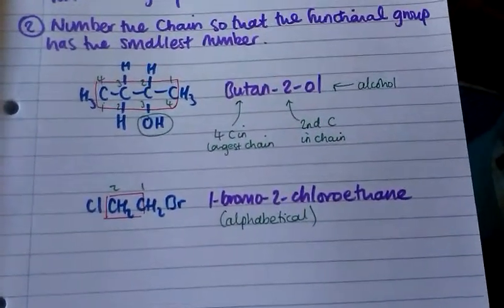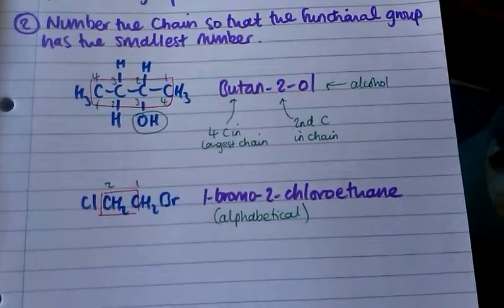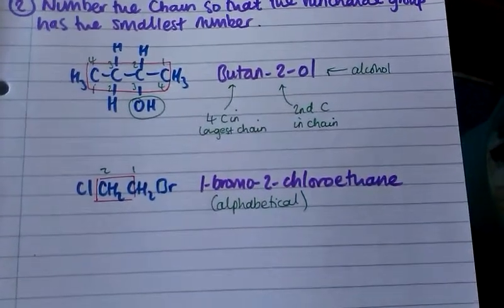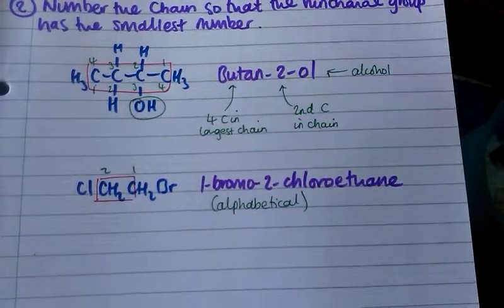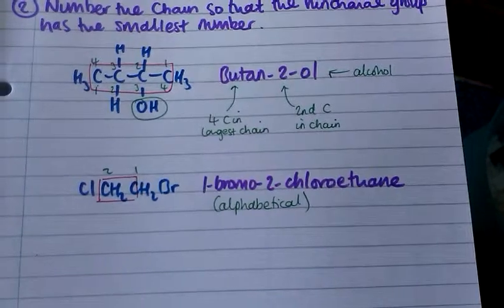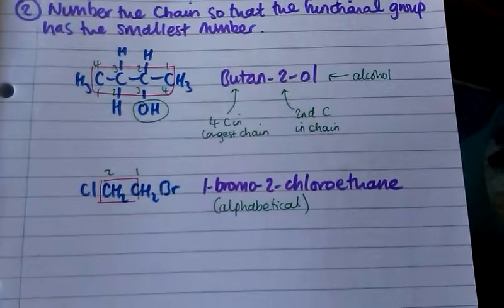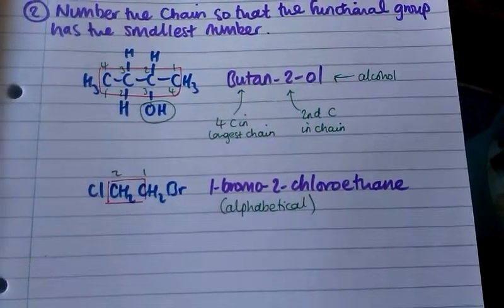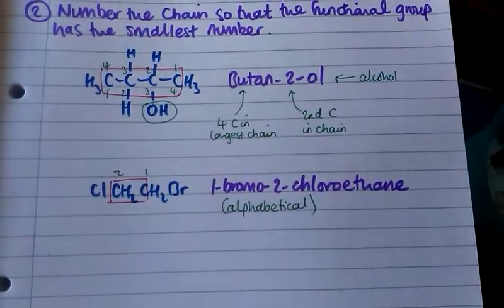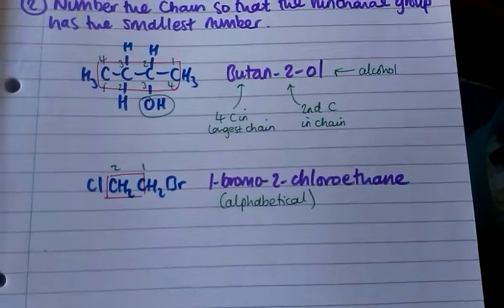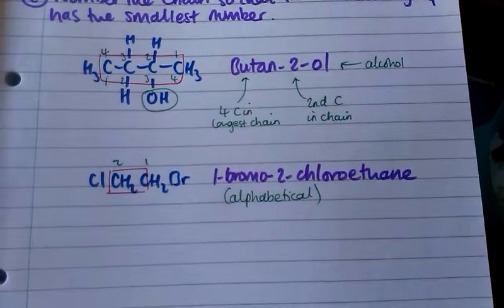Okay, so what if we have 2 functional groups in the molecule? Then we number the chain so that the halogens are in alphabetical order. So bromo comes before chloro, so this would be called 1-bromo-2-chloroethane.